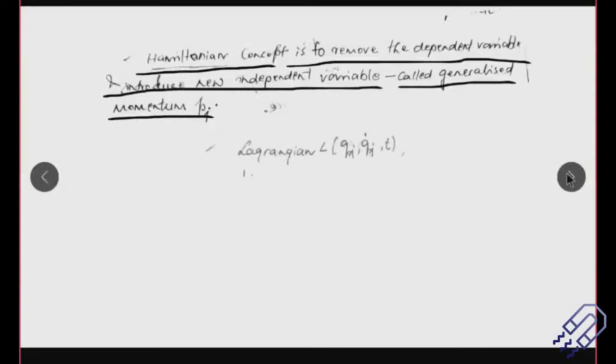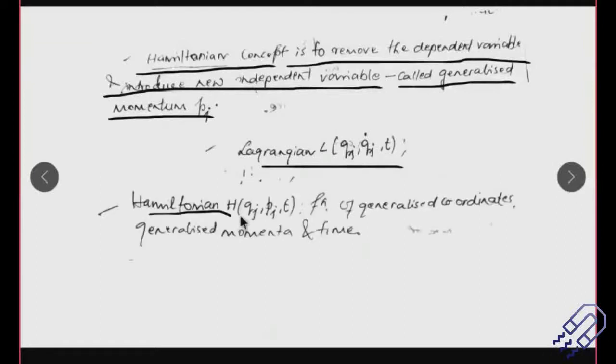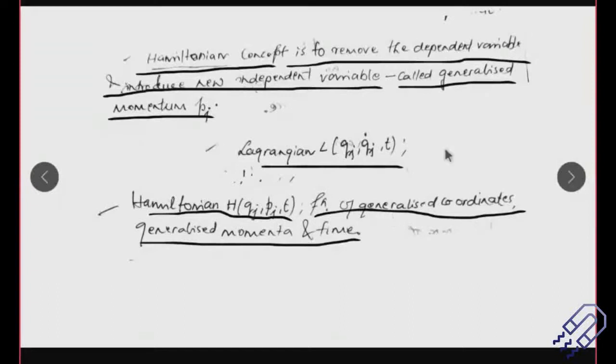In general, if you write down the Lagrangian, it is a function of Qj, Qj dot and time. But if we consider the Hamiltonian, it's basically a function of Qj, generalized coordinate, Pj, generalized momentum, and T, time. Depending on the problem, if it is time independent, T might not be there, but we are considering time for now. This is why we are using this new formalism, which we call the Hamiltonian.